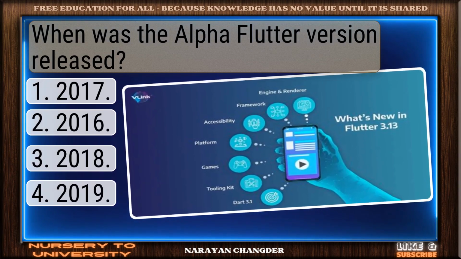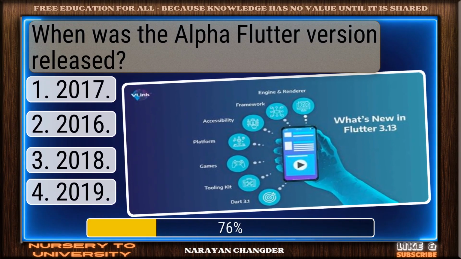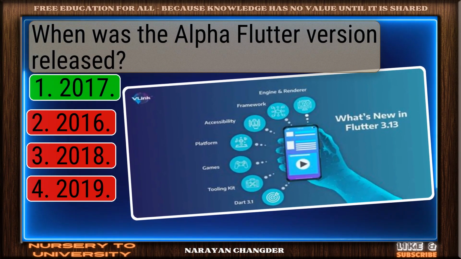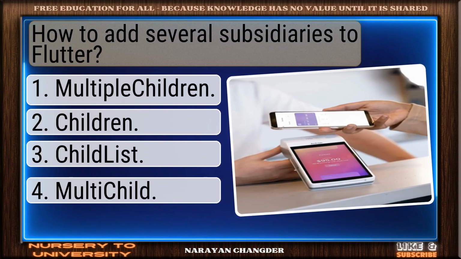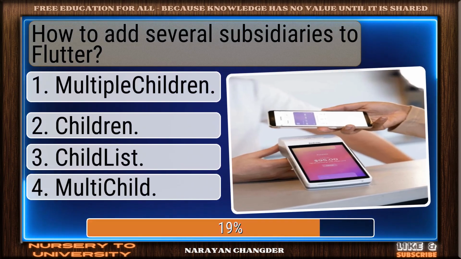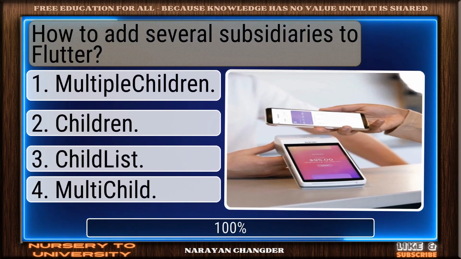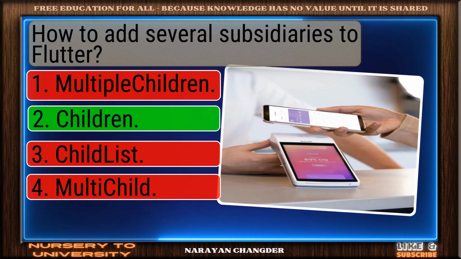Question number 19. When was the alpha Flutter version released? Good job. Your answer 2017 works well here. Question number 20. How do you add several subsidiaries to Flutter? Sharp thinking. Children is the right choice.